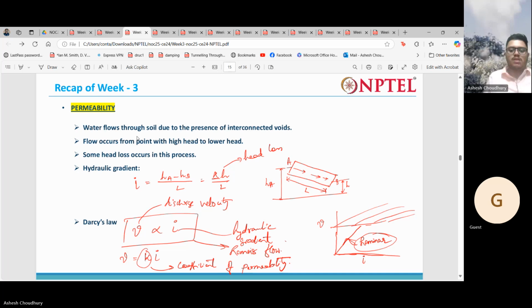So in that case, what happens? The velocity of flow is directly proportional to the hydraulic gradient i. In laminar flow, v is proportional to i. So then you can introduce a proportionality constant, which is nothing but k, the coefficient of permeability.